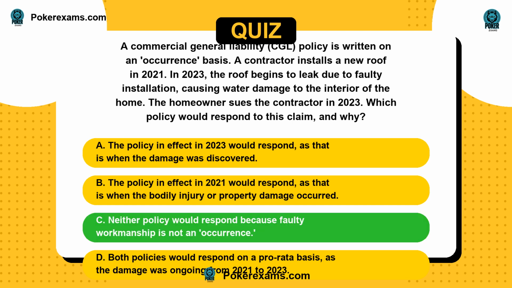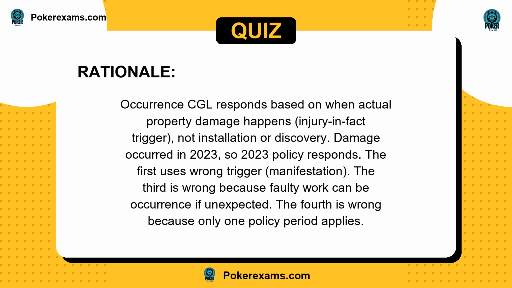The answer is C. Occurrence CGL responds based on when actual property damage happens, injury in fact trigger, not installation or discovery. Damage occurred in 2023, so the 2023 policy responds. The first uses the wrong trigger, manifestation. The third is wrong because faulty work can be an occurrence if unexpected. The fourth is wrong because only one policy period applies.